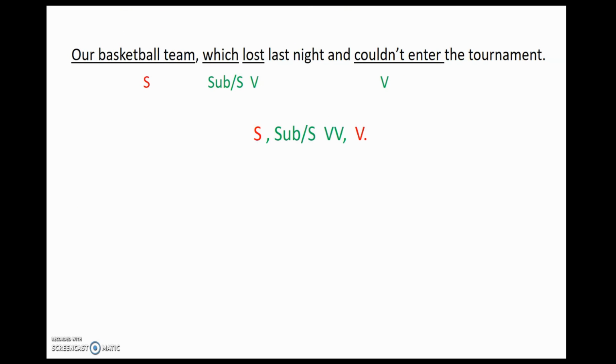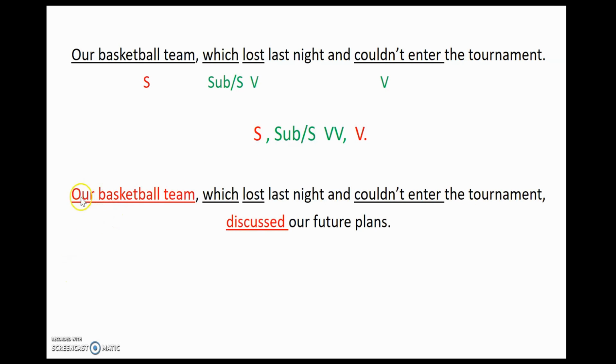There is no verb in this independent clause. So we need to add a verb for this subject. And so what we can do is something like this. Our basketball team, which lost last night and could not enter the tournament, discussed our future plans. And so now, in addition to the dependent clause here, we're completing the independent clause. Our basketball team discussed our future plans.